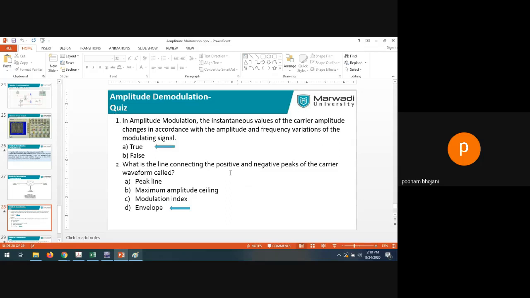Now if you understand, let me go through some questions, and you can already see the answers right here. First, in amplitude modulation, what will change? The instantaneous value of the carrier amplitude changes in accordance with the amplitude and frequency variation of the modulating signal. Yes, it is true. In amplitude modulation, the carrier amplitude is changed in accordance with the amplitude of the modulating signal. What is the line connecting the positive and negative peaks of the carrier waveform called? You all know that is the shape of the amplitude modulated wave, which is known as the envelope.